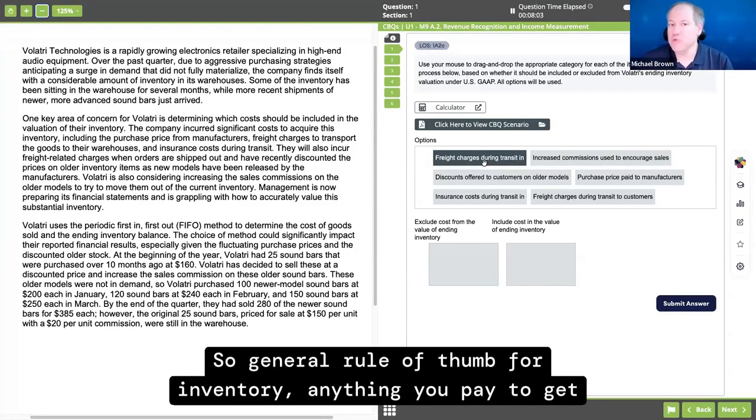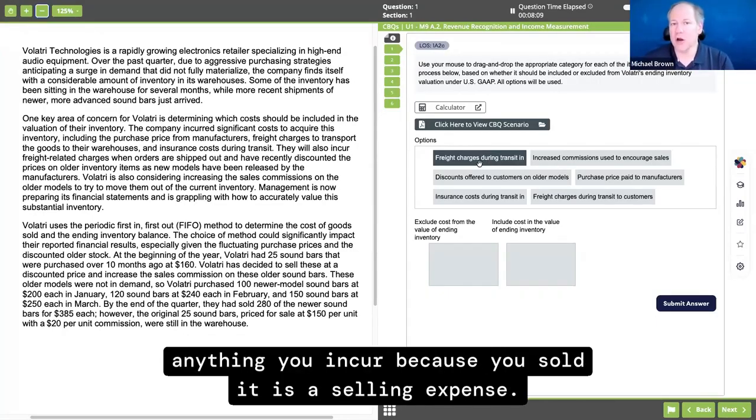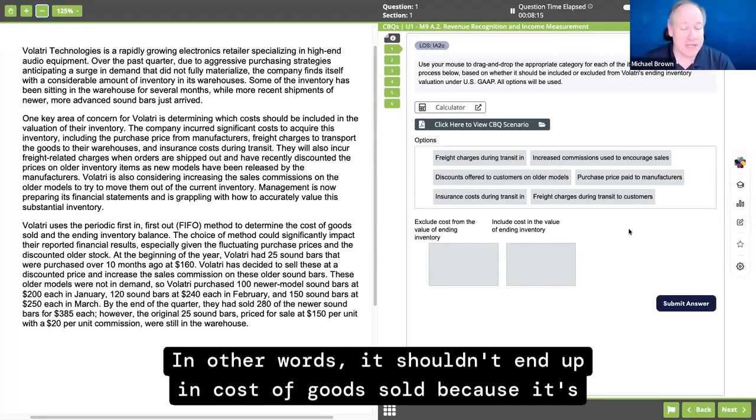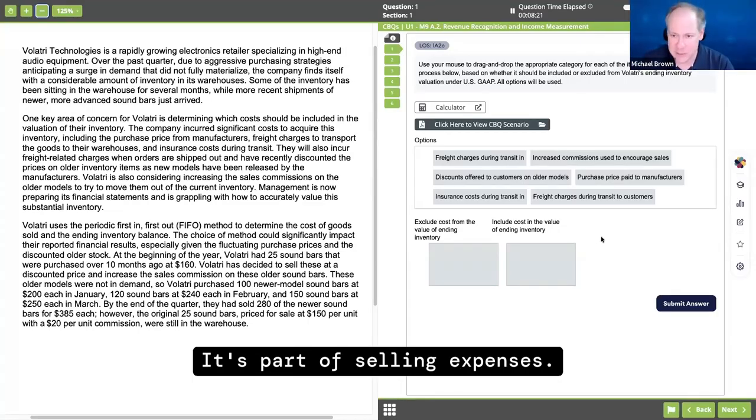Anything you pay to get it to where you can sell it is part of the cost of the inventory. Anything you incur because you sold it is a selling expense. It's not part of the cost of the inventory. In other words, it shouldn't end up in cost of goods sold because it's not part of the cost of the goods you sold. It's part of selling expenses.